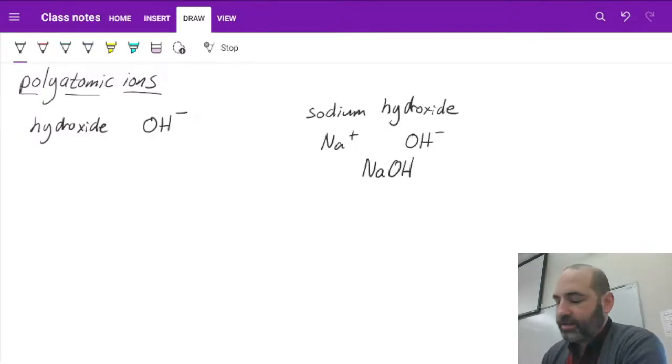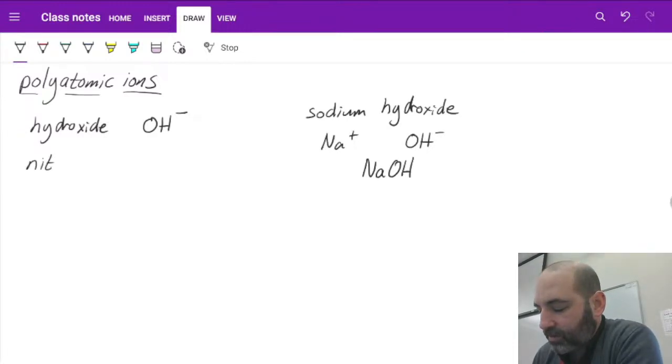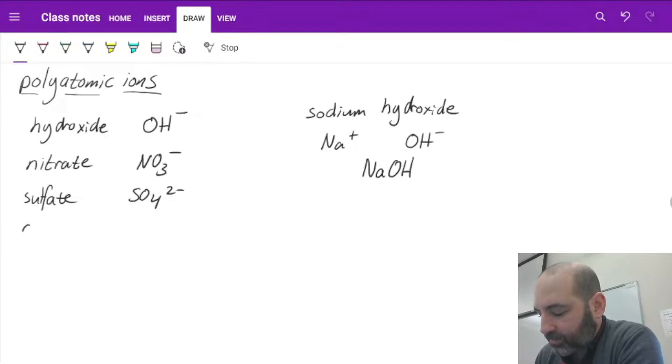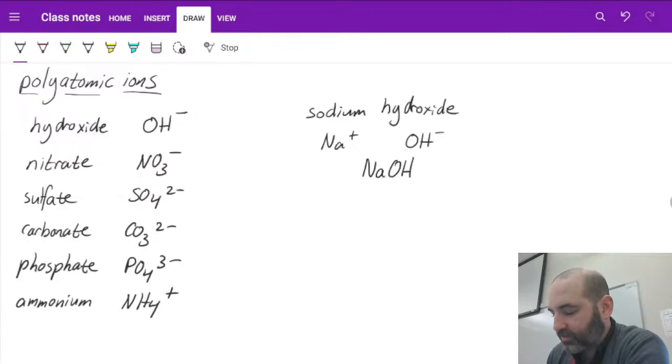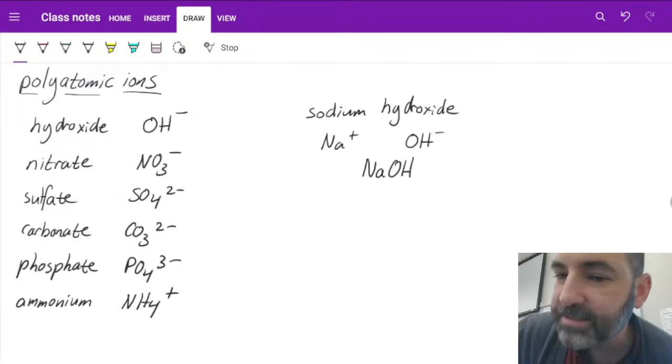Some other common polyatomic ions: nitrate, NO3 minus, sulfate, SO4 2 minus, and a polyatomic cation that we will work with called ammonium, which is NH4 plus 1. And this is not an exhaustive list.